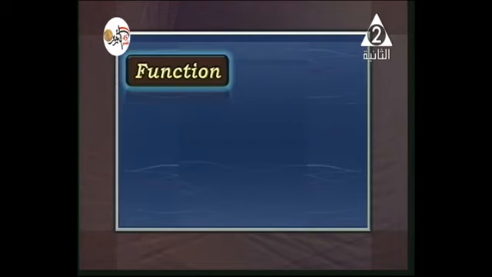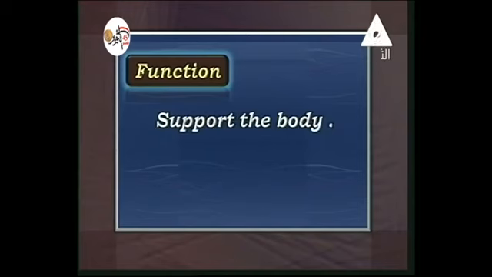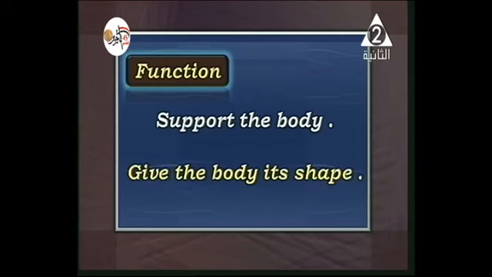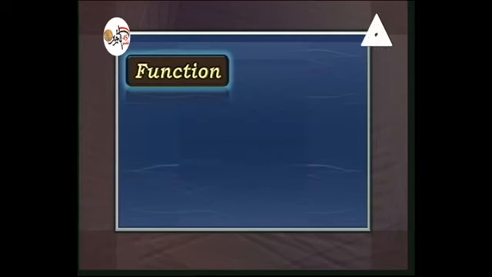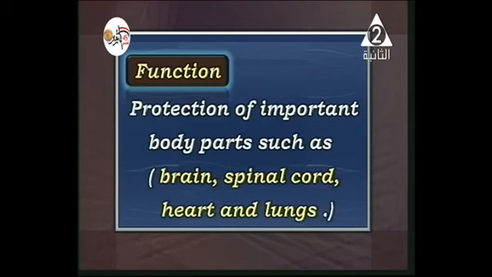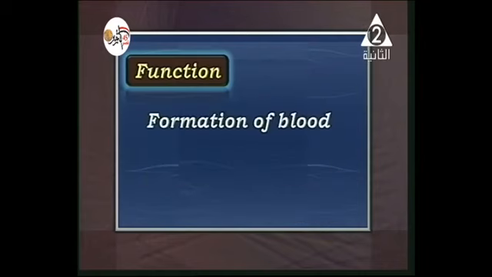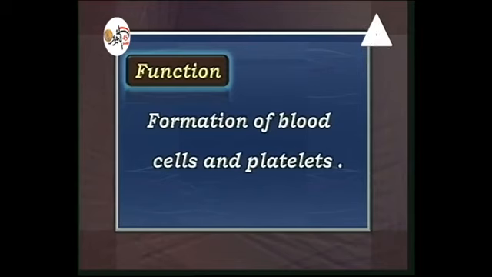Function of the human skeletal system. We have different functions, such as what? Support the body, and it also gives the body its shape. And what else? Protect the important organs inside us, like the brain, the spinal cord inside the neural canal, and also the heart and lungs inside your thoracic cavity. And also formation of red blood cells, white blood cells, and blood platelets.